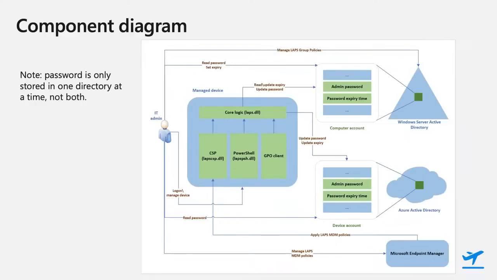Now, this is an all-in-one diagram where we have two directories over on the right-hand side, Windows Server Active Directory as well as Azure Active Directory. Now, I do want to make a point that the device can back up or manage the local admin account password to one of these directories, but not both. As I said, policies can be managed via Microsoft Endpoint Manager or also via the on-premise group policy.